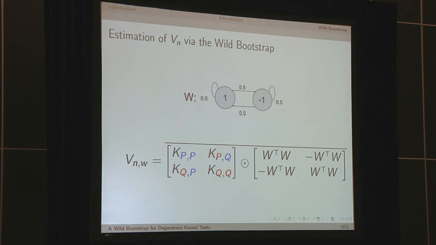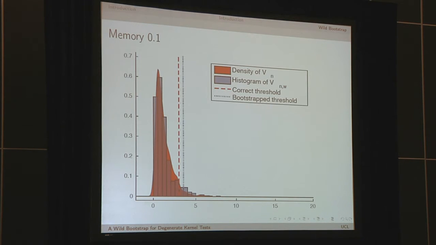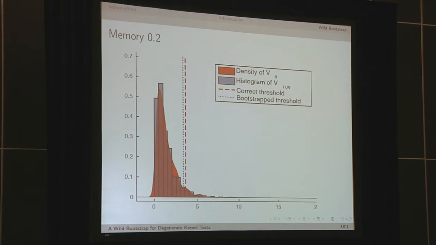Let's see how this bootstrap V statistic, now it's V and W, approximates the actual V statistic. Again, when memory is small, there is not much difference anyway, and the correct threshold is close to the bootstrap threshold. Recall that we're feeding our two-sample test with random processes. And now we'll be increasing the memory of our random processes to 0.2, 0.3.